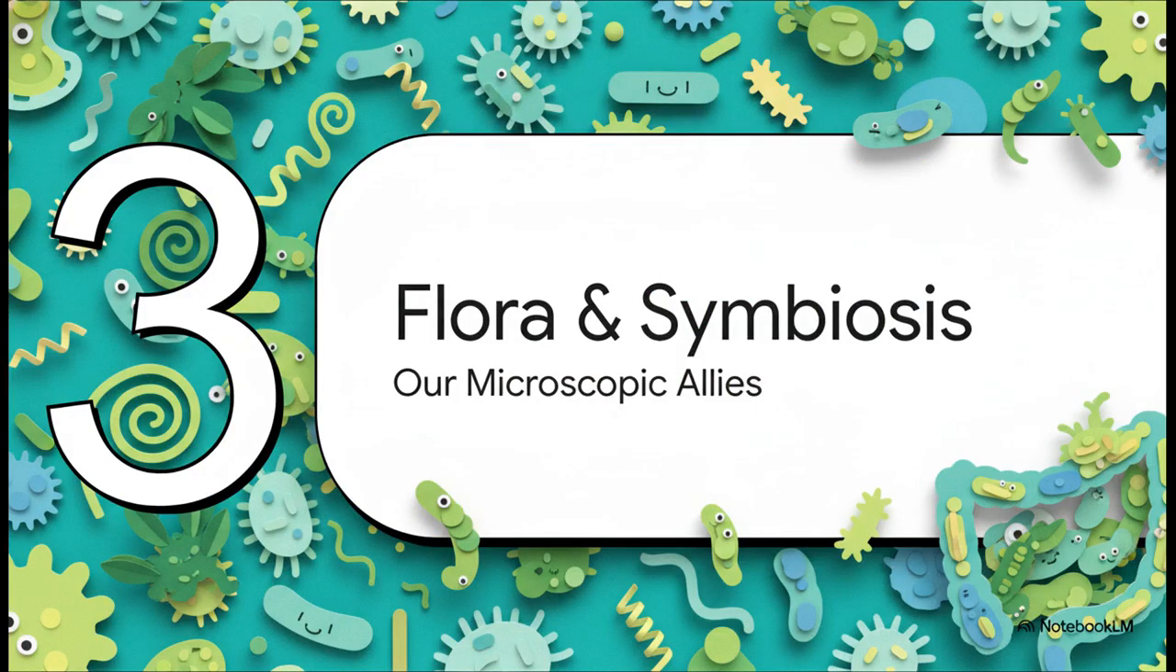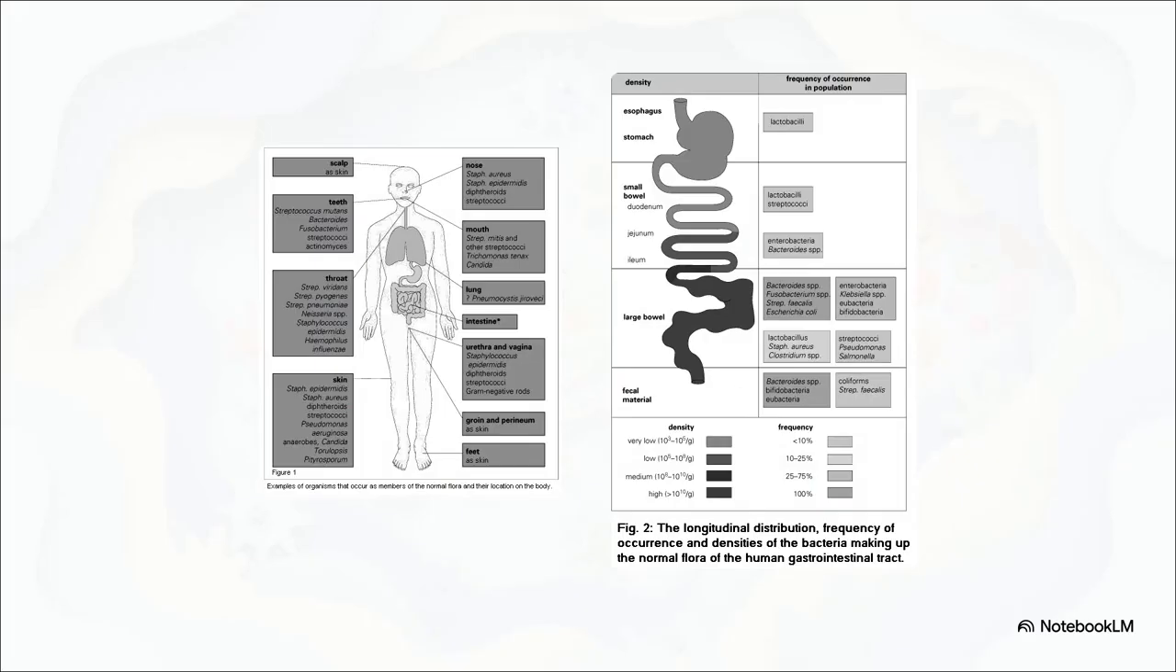Okay, Section 3, Flora and Symbiosis. Let's talk about our microscopic allies. Think about the sheer density and anatomical distribution of your normal flora. While your internal organs, like the heart and lungs, are strictly sterile, the parts exposed to the outside world are literally teeming with life. And different regions support entirely different microbial communities, based on stuff like moisture, pH, and oxygen.